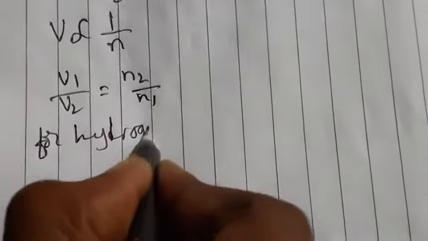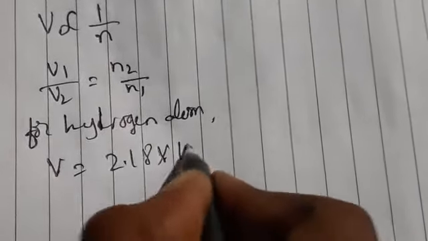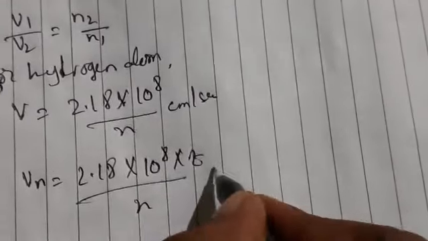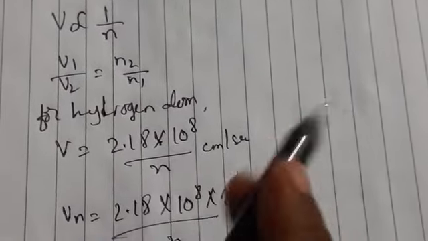For the hydrogen atom, the velocity of any orbit is given by V equals 2.18 into 10 power 8 by N centimeter per second. For any orbit, for hydrogen-like species, Vn equals 2.18 into 10 to the power 8 into Z by N centimeter per second. Okay, so what is the velocity of the electron in the first orbit for the hydrogen atom?